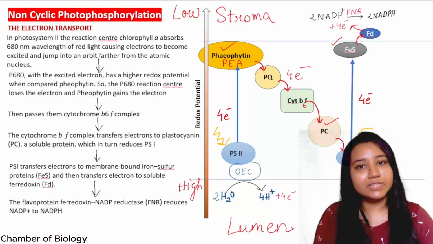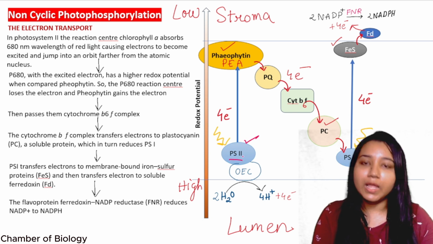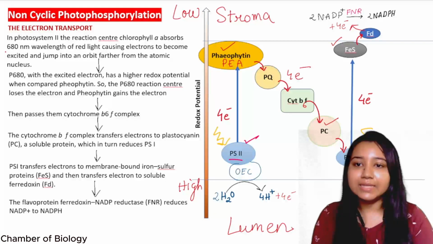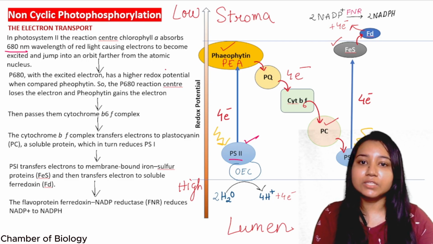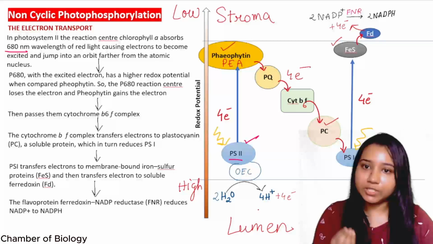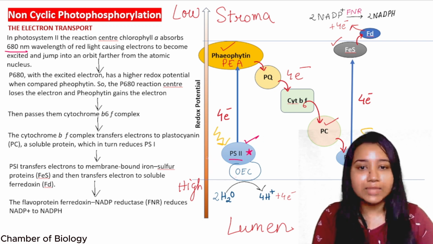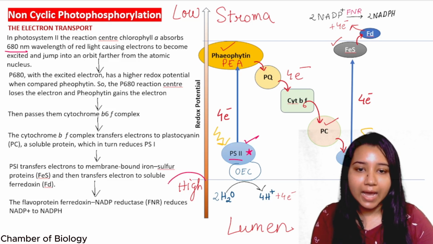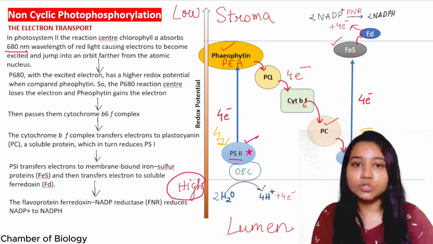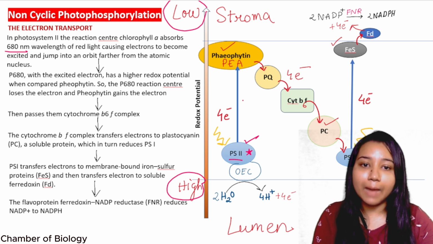So we will see light of 680 nanometer or less than that is going to hit PS2. And we know PS2 is also called P680. So in the PS2's reaction center, it is going to absorb the 680 nanometer wavelength of light, and we can see it is going to be excited. So once this is getting excited, we are going to see that there is going to be redox potential. Let me tell you, redox potential is high here, and it is going to be lower as we go upwards. So we can see that there is going to be uphill movement.